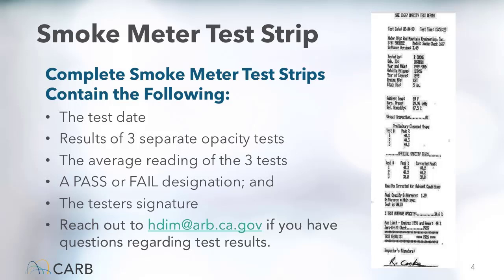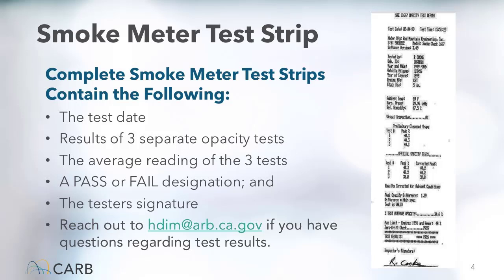A majority of non-OBD vehicles that need testing for compliance with the CTC program will require the use of an opacity or smoke meter. This is true for all diesel vehicles in the CTC program. After completing an opacity test, the smoke meter will print out a test strip.